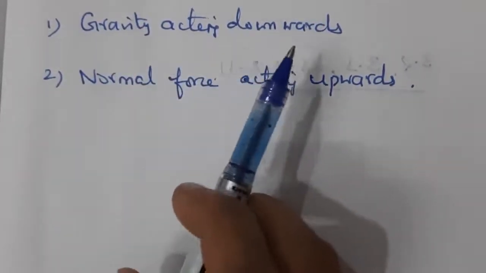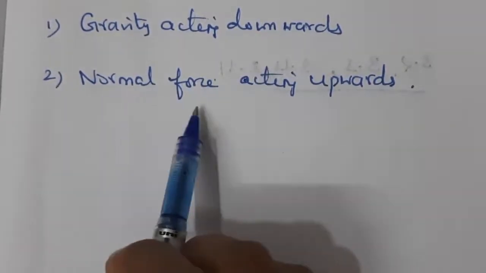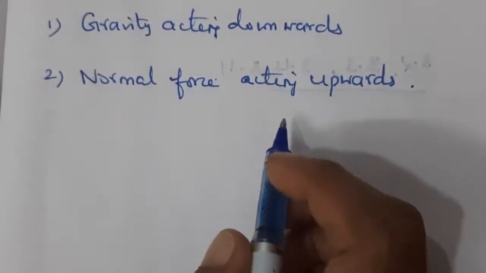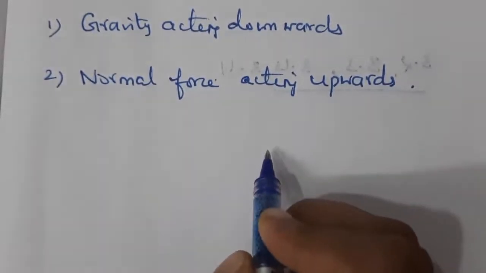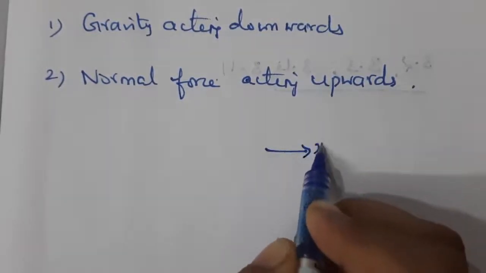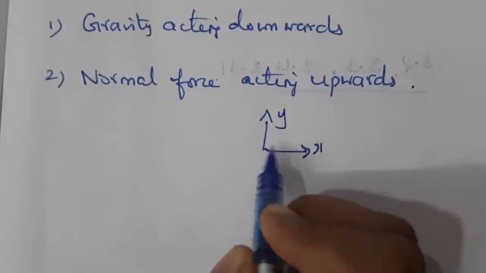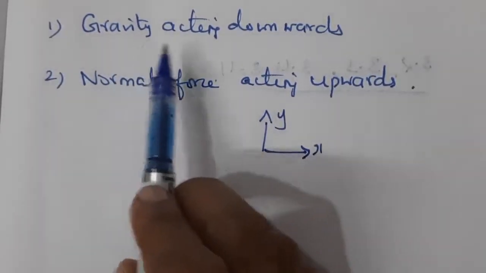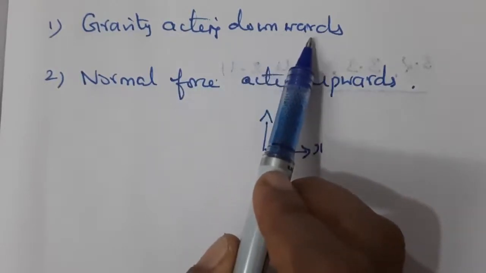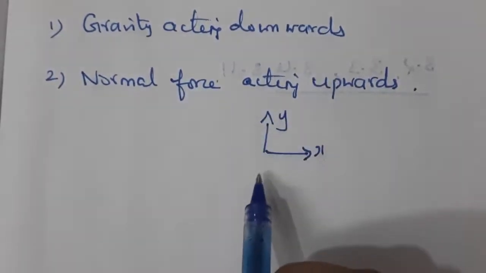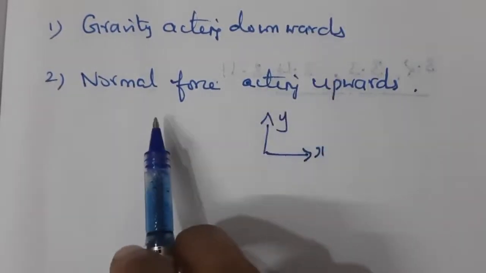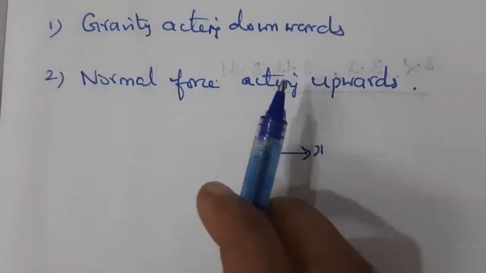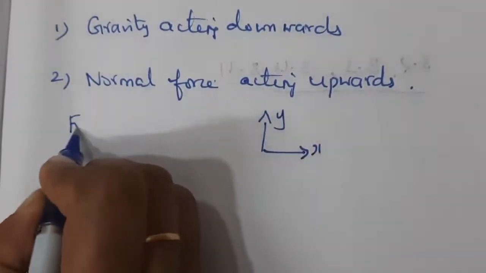Gravity acting downwards, normal force acting upward. Here we can consider the inertial coordinate system like this. This is the x-axis, this is the y-axis. So this is the positive y-axis, this is the negative y-axis. Gravity is acting downward, so it is in the negative y direction. Normal force is acting upward, which is in the positive y direction. Let's draw the free body diagram.